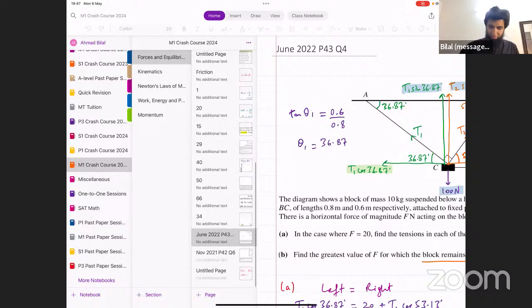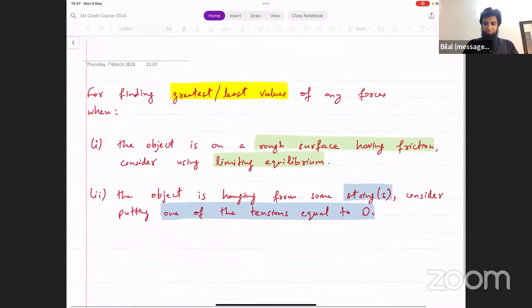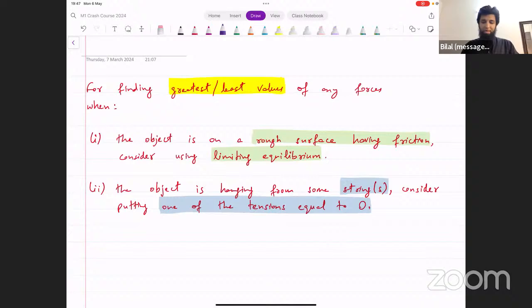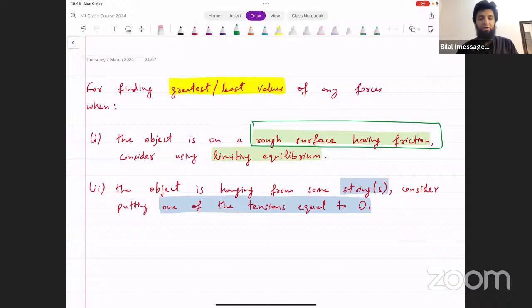let me just open that here as well. This is what you need to remember for that. One type is when you have a rough surface that has friction. It could be an inclined surface, it could be a horizontal surface, but it's some rough surface on which you have an object that may be moving, or that may be in equilibrium, mostly in equilibrium. In fact, it's not moving generally, it's in equilibrium. And what you have to do is find the least or greatest value of some force. Okay.